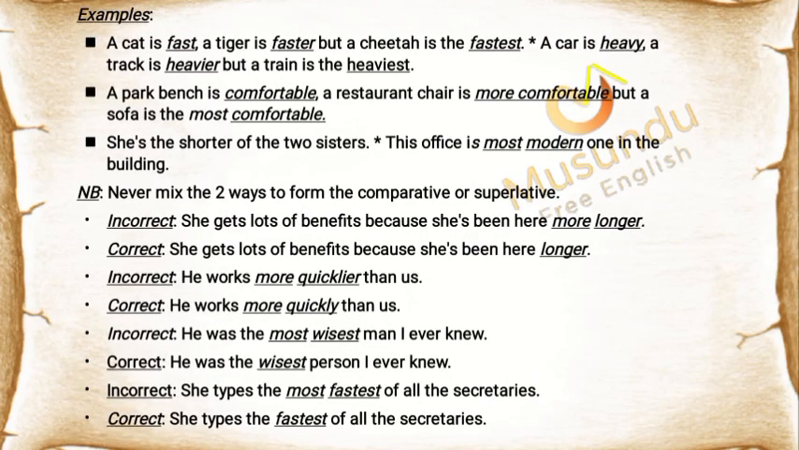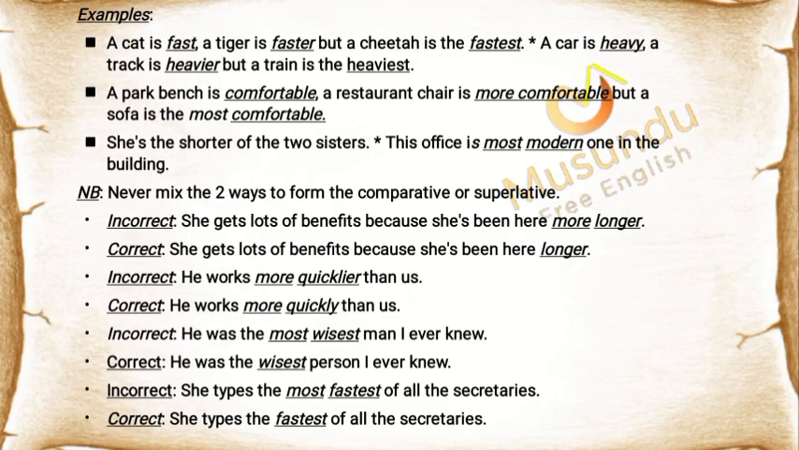Examples: a cat is fast, a tiger is faster, but a cheetah is the fastest. A car is heavy, a truck is heavier, but a train is the heaviest. A park bench is comfortable, a restaurant chair is more comfortable, but a sofa is the most comfortable. She's the shorter of the two sisters. This office is the most modern one in the building.